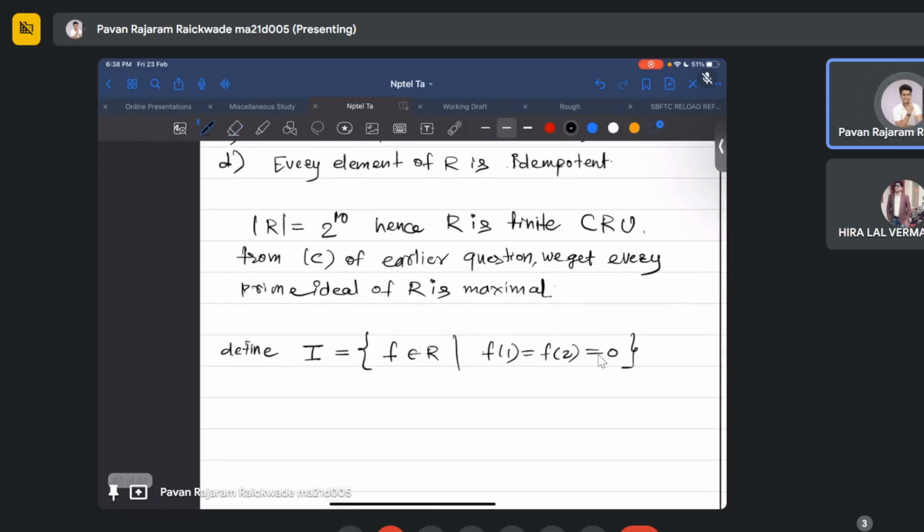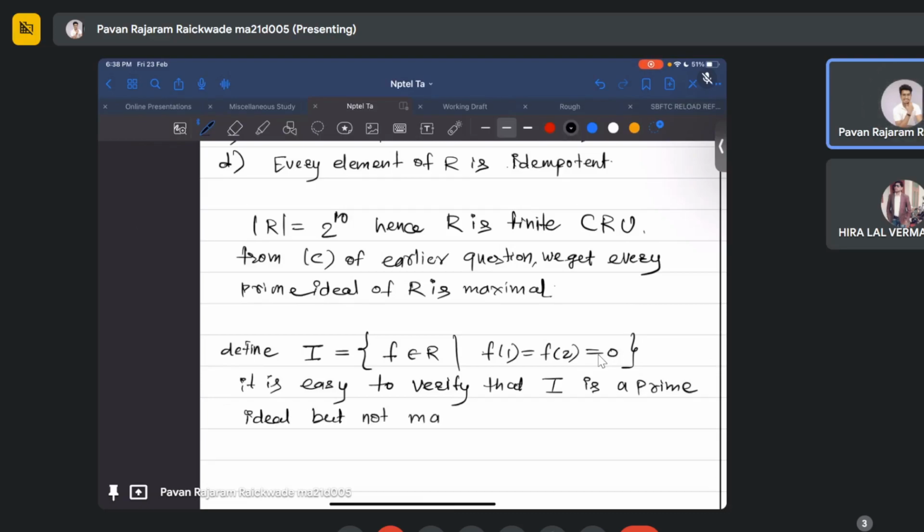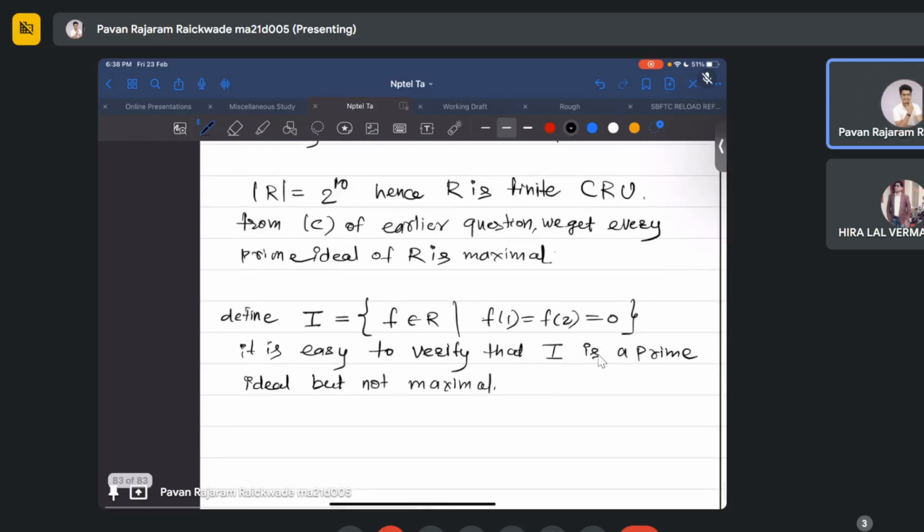Hence, it is easy to verify I is a prime ideal but not maximal, since indeed I is contained in the set of all functions which are 0 at 1. This is also an ideal, a proper ideal. Hence I is not a maximal ideal, it is properly contained.